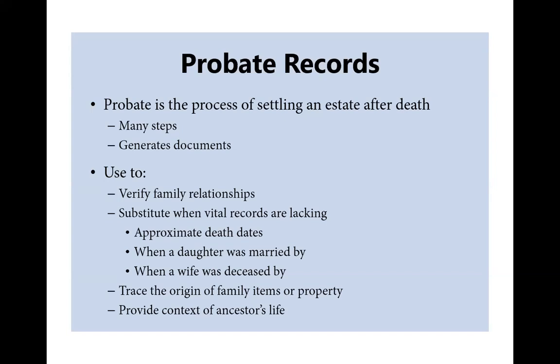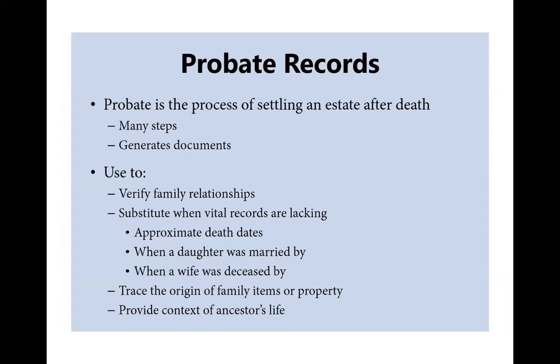Probate records are an easy way to verify the child of an individual or to determine a woman's maiden name. Probate records can also be used to approximate the death date. It's usually not in the probate packet, but probate is usually filed within about 3 months after a death. It can also be used to approximate when a daughter was married.